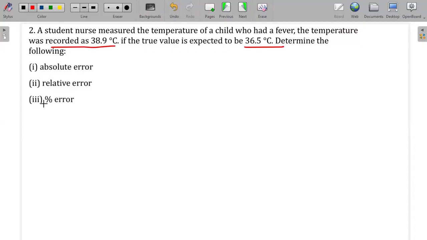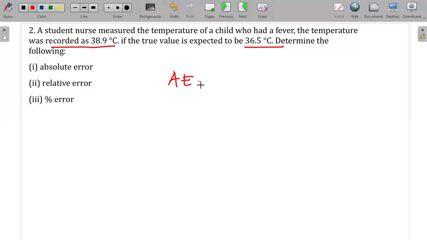So all these three errors that they have actually put here, they are related. Okay, they are related. And you just have to know their formulas for you to answer this question. Okay, so we'll start with the absolute error. So we'll represent the absolute error with AE.